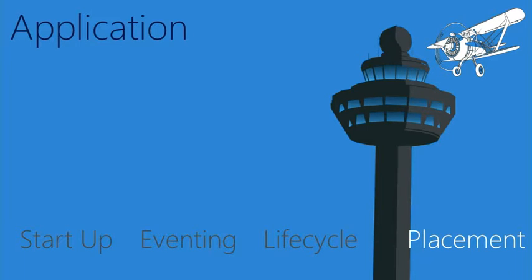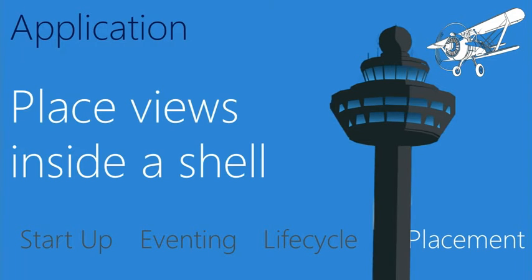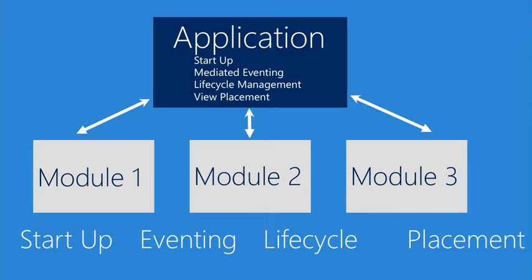We need something to decide and orchestrate what views are going to be placed where and when they're going to be removed. So we're going to place our views inside a shell, which may have many different portions to it. Perhaps a nav bar or a content area or a footer, for example. So each of these functions that I've just talked about, they're housed inside this area of the application, but they each deserve their own level of encapsulation.